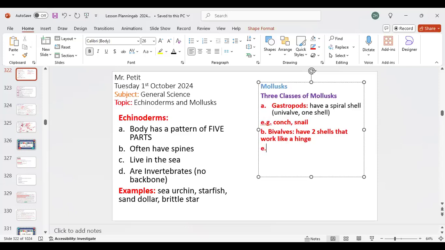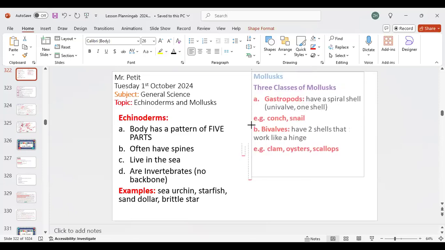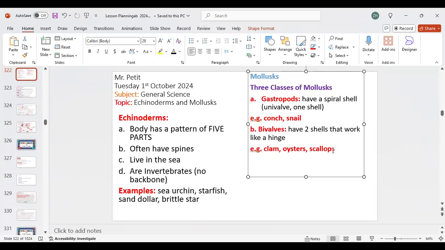Examples would be clams, oysters. What else? Scallops. These are all bivalves, and they all fall under mollusks. So when you're eating the queen conch, for those of you who eat conch, you are eating a mollusk.